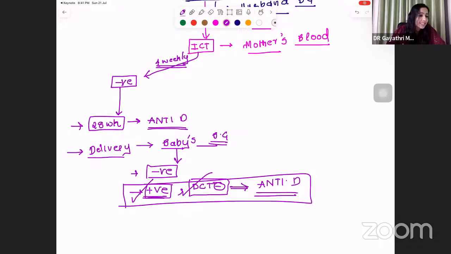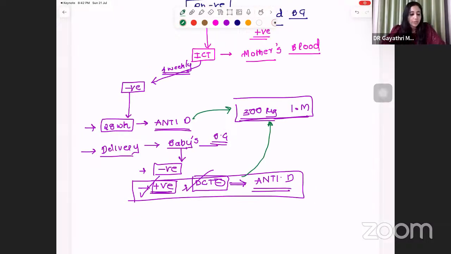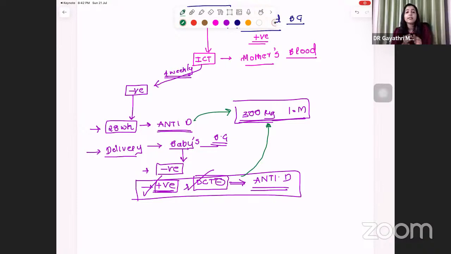So what is the dose of anti-D that you give? As Gajendra has rightly pointed out, the dose of anti-D is 300 microgram, given as intramuscular injection. The same dose is given at 28 weeks as well as after delivery. If you have a pregnancy at a lower period of gestation, less than 12 weeks, the dose of anti-D that you give is 50 microgram. Okay, so this is about your RH negative pregnancy.